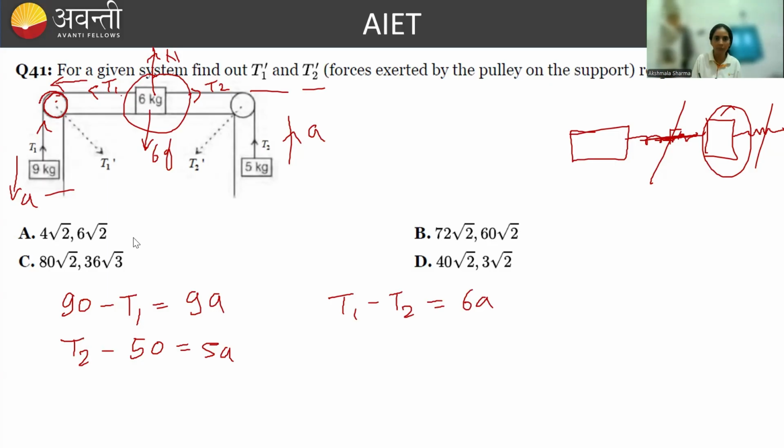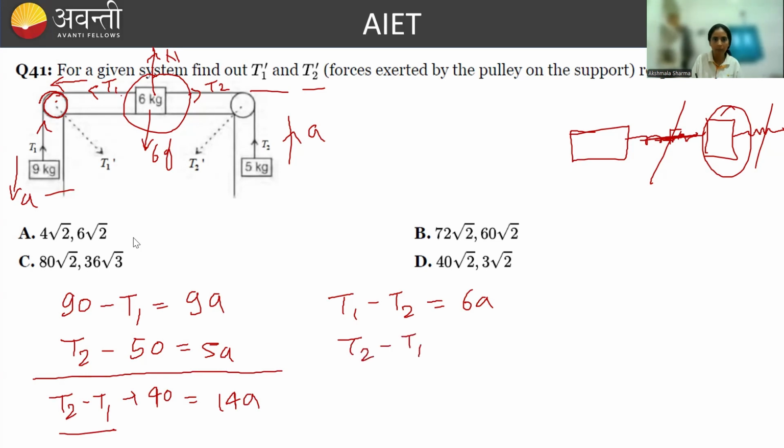Now we got T1 minus T2. From here, can we get T2 minus T1? Let's calculate it here. So T2 minus T1, if we see here, will be equal to how much? 90 minus 50 plus 40, we are adding these two, right? So this will become 40. Okay? So T2 minus T1 is equal to 14A minus 40. Now, if we add these two, this will become 0.